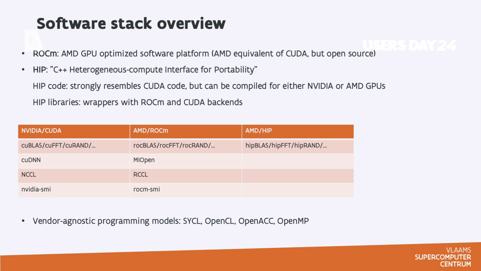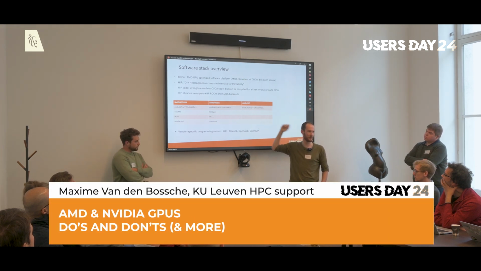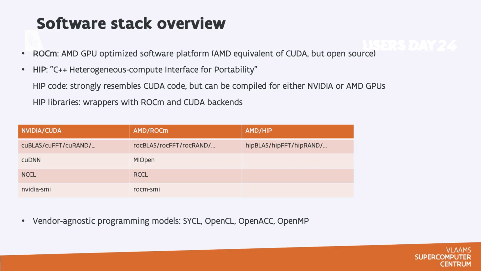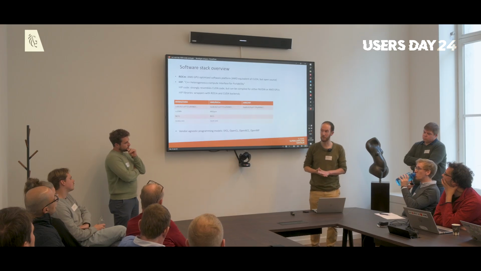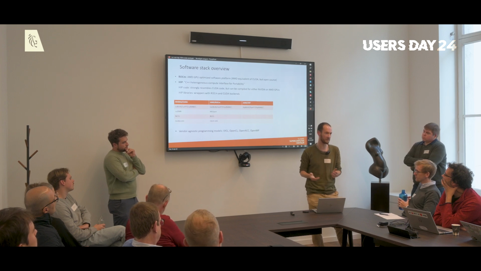So if you have things like cuBLAS, cuFFT, cuRAND, there is the ROCm equivalent. There is also the corresponding HIP wrapper. Don't look for ROC-DNN. cuDNN is somehow called MIOpen for the AMD case. NCCL becomes RCCL, nvidia-smi, rocm-smi. So there are a fair number of similarities there. And if you're a developer, there's even more things to take into account. As Robin already mentioned, other programming models to consider, like SYCL, OpenCL, OpenACC, OpenMP. All of those can be used to offload to AMD GPUs as well as NVIDIA GPUs.